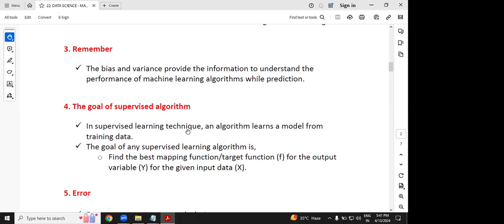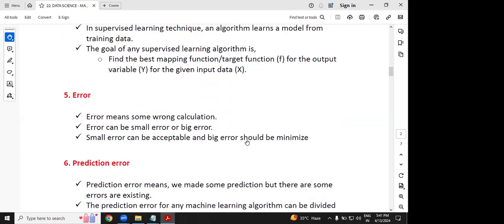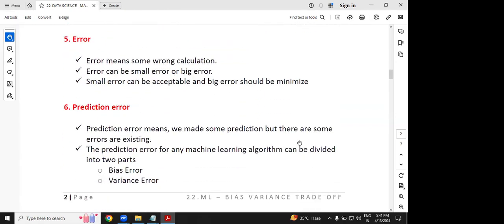In supervised learning, an algorithm learns a model from what exactly, sir? I hope you already know. The goal of any supervised learning algorithm is to find the best mapping function, also called the target function, from input to output. Good. I hope I did this role yesterday.